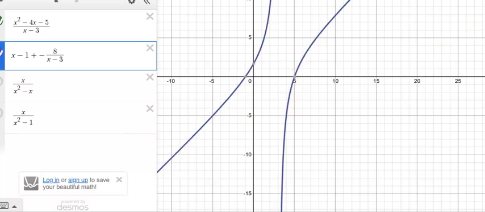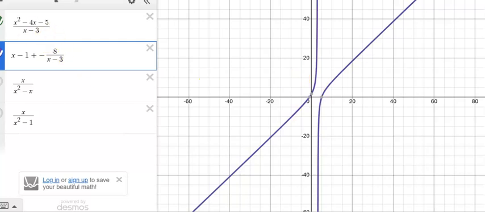So they are indeed the same function, but not only that, this x minus 1, let's see what happens when I graph x minus 1.